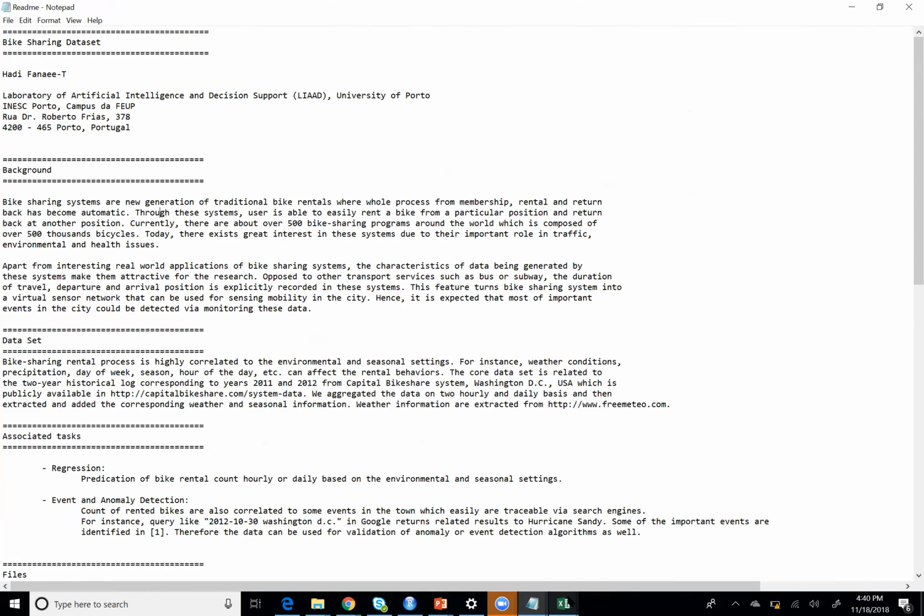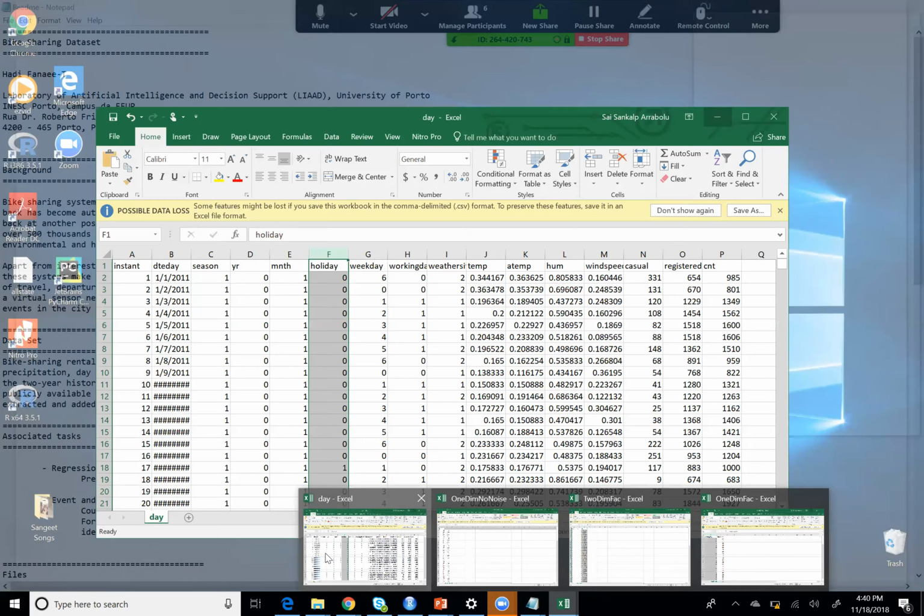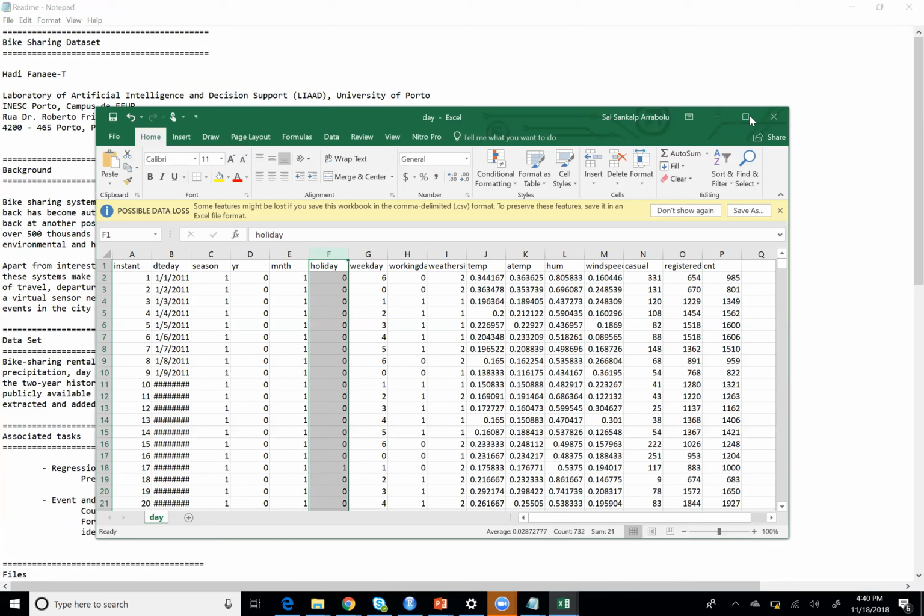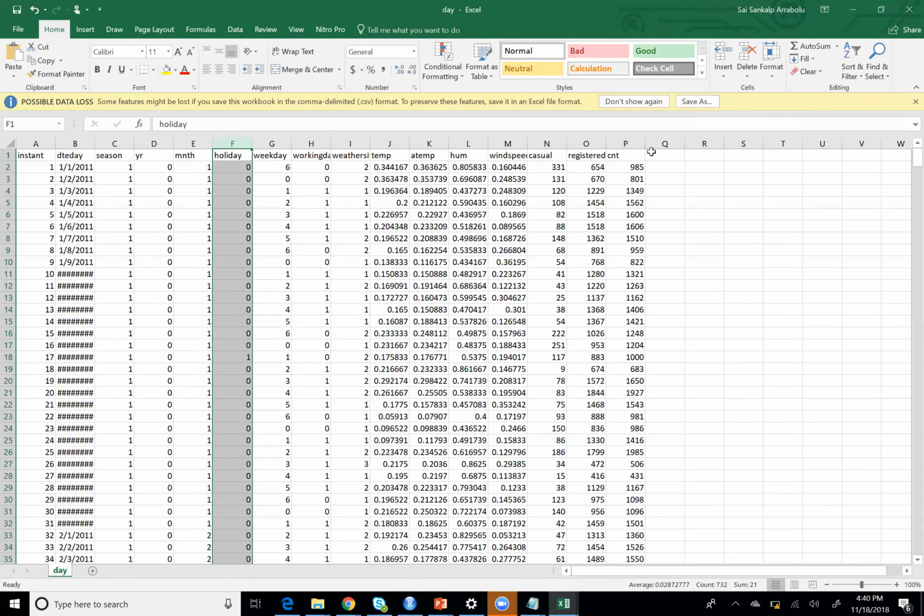If you look at the bike rental data, you can see these are all the observations which they gave, and this is the final count which we need to predict. So the date, season, year, month, holiday, weekday, what is the temperature on that day, what is the humidity on that day, what is the wind speed on that day.